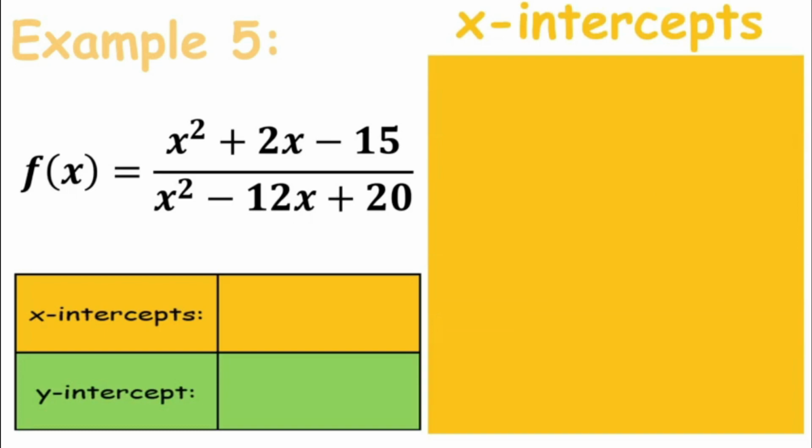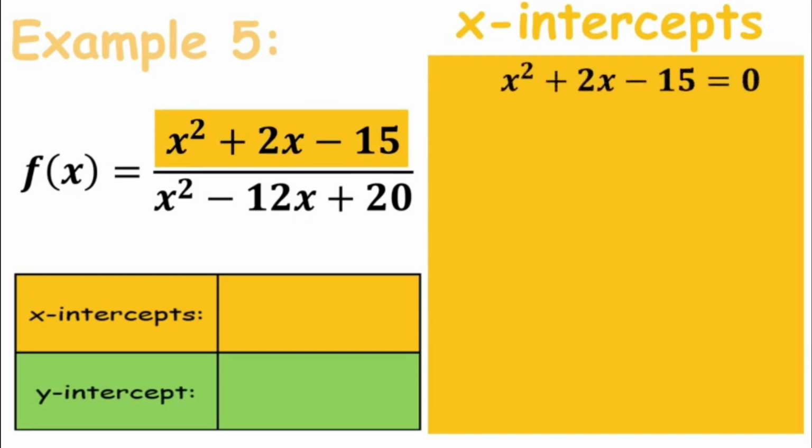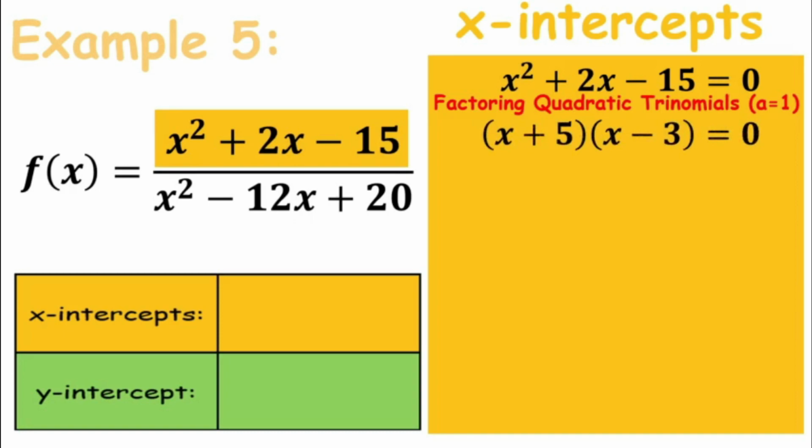Example 5. The numerator is x squared plus 2x minus 15. So we have x squared plus 2x minus 15 is equal to 0. Since we have a quadratic equation, the first thing to do is to try to factor the expression. The quadratic can be factored into x plus 5 times x minus 3. To solve for the possible x-intercepts, we need to equate each factor to 0, then solve for x.